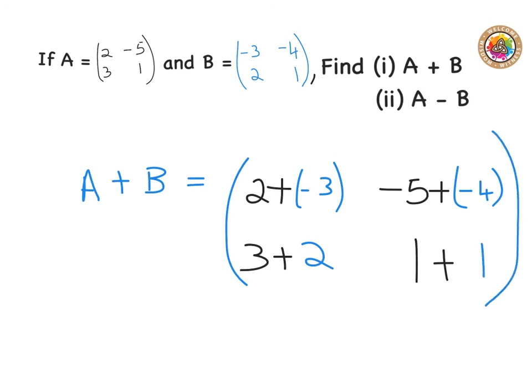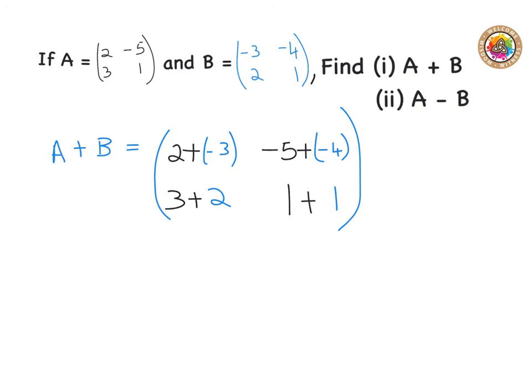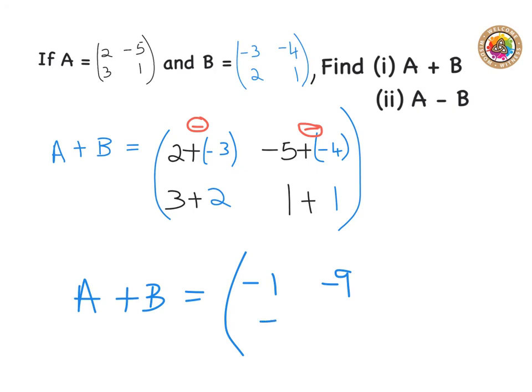I close my matrix's bracket, and now I tidy it up. And just before I tidy it up, I can see here plus by a minus gives me a minus, plus by a minus equally here is a minus. So I'm going to say that A plus B is equal to 2 minus 3, which is minus 1. Minus 5 minus 4, same signs add, 5 and 4 is 9, and I keep the minus sign. 3 plus 2 is 5, and 1 plus 1 is 2. And so that's our answer there.